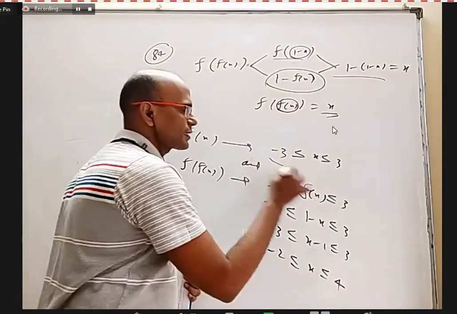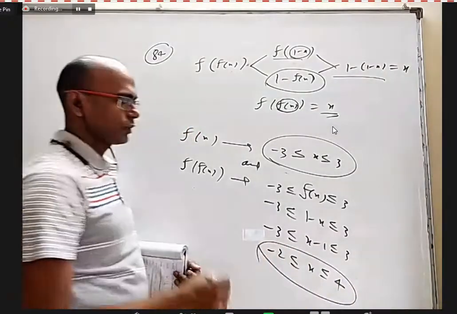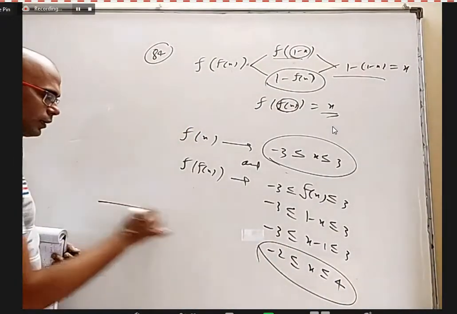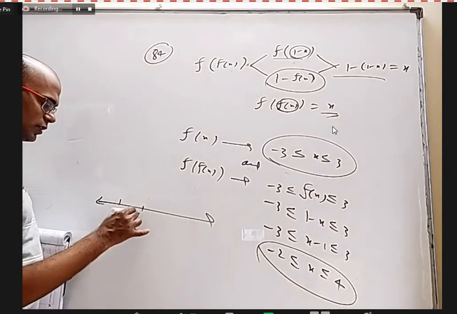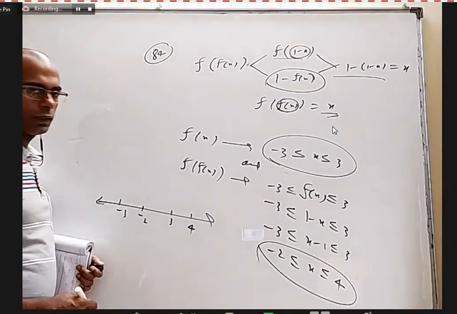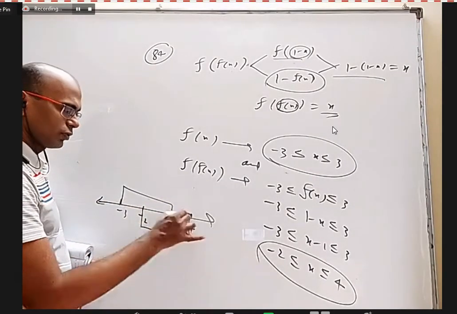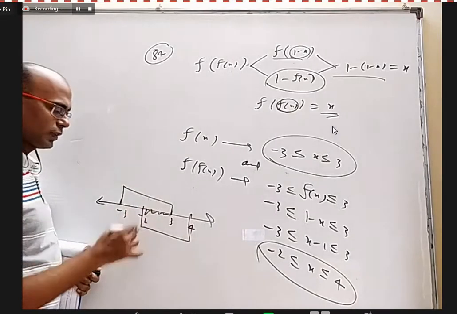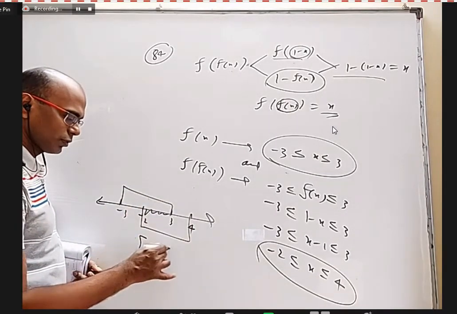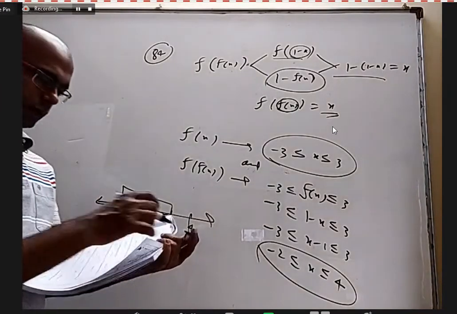So this says minus 3 to 3, everything okay. This says minus 2 to 4, everything is okay. You have to take their intersection. So minus 3 is here, minus 2 is here, 3 is somewhere here, 4 is somewhere here. One says minus 3 to 3, another one says minus 2 to 4. When you take their intersection, this is the closed interval minus 2 to 3. Okay, so the answer is B.